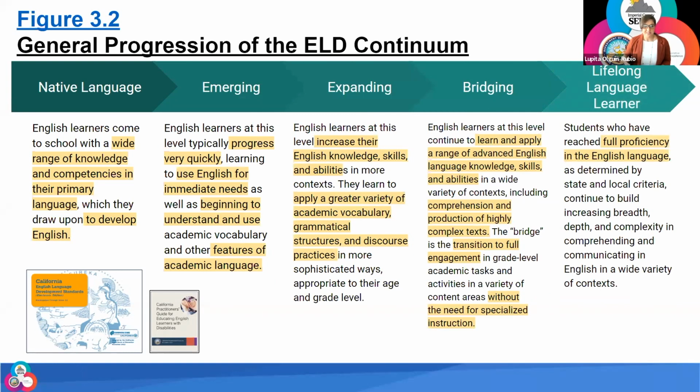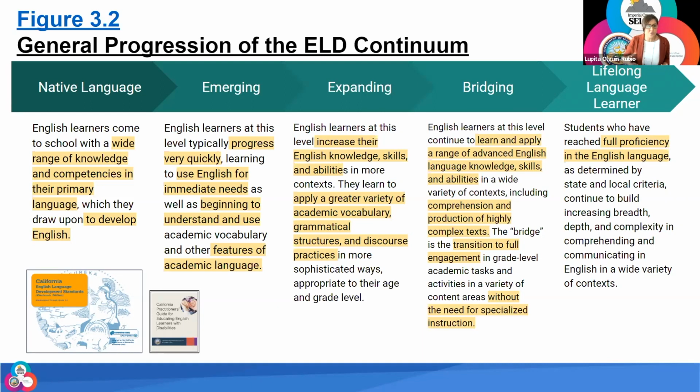So this graphic represents the general progression of the ELD continuum. It is adapted from the ELD standards, but what I want to highlight here is what I started to say towards the end of the previous slide. This shows a natural progression of English language acquisition for all English learners. And it's important to take note that in some cases, when students are progressing through and learning more language, more vocabulary, more phrases, and are becoming bolder in using and experimenting and trying out the language in different contexts, we might take notice that some skills are perhaps more proficient than others.